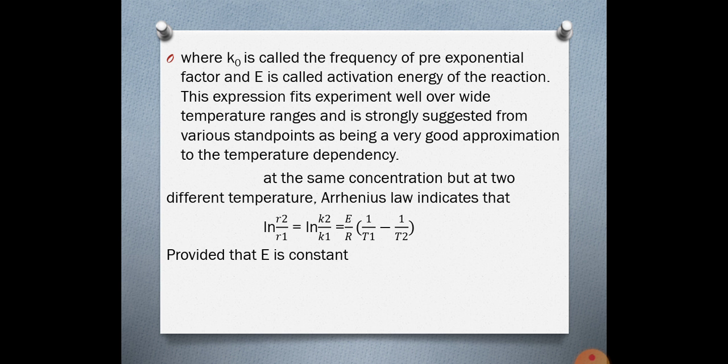At the same concentration but at two different temperatures, Arrhenius law indicates that ln r2 divided by r1 equals ln k2 by k1, which equals E, the activation energy, divided by R, times 1 by T1 minus 1 by T2. Prove that E is constant.